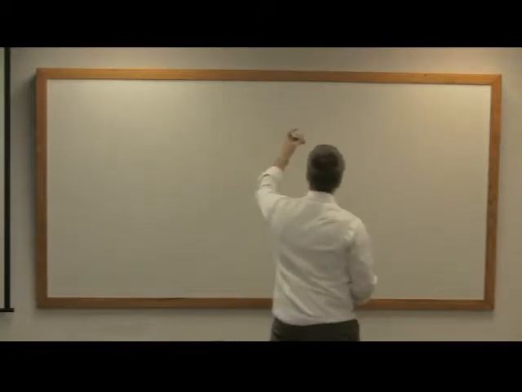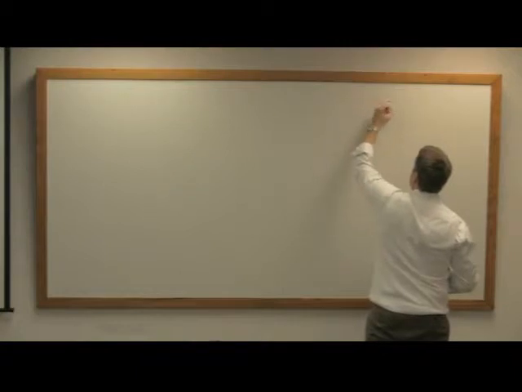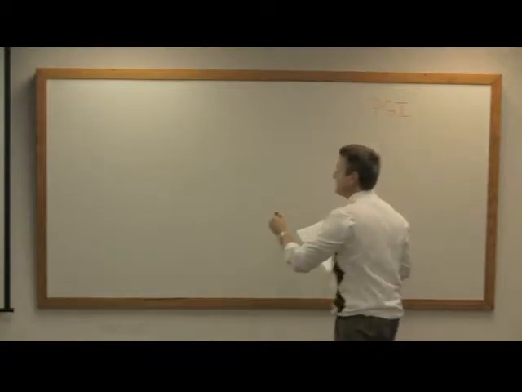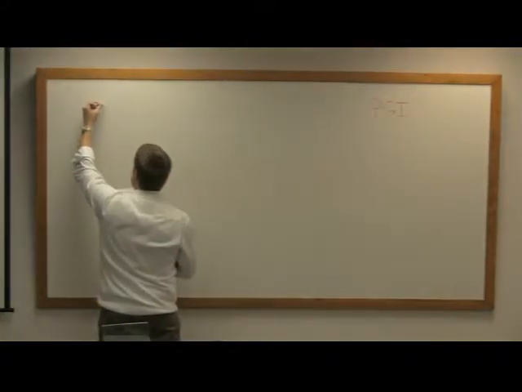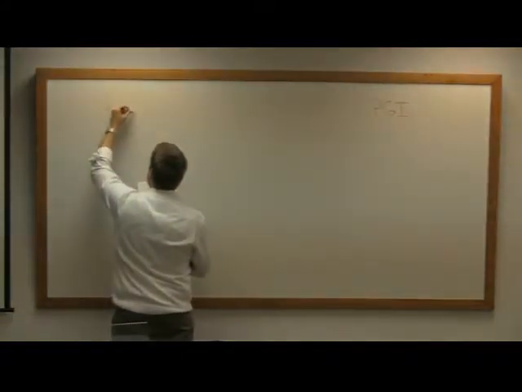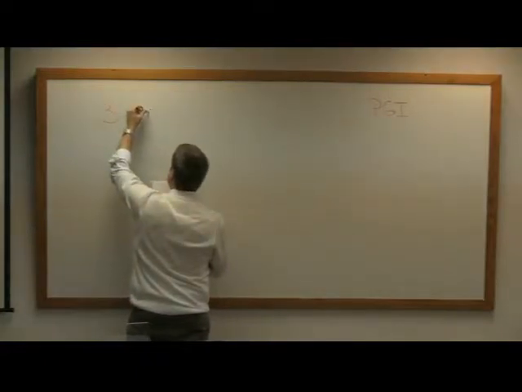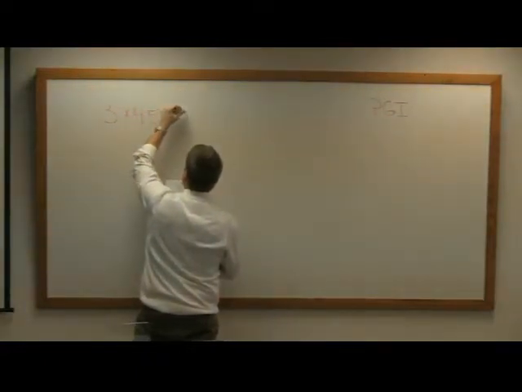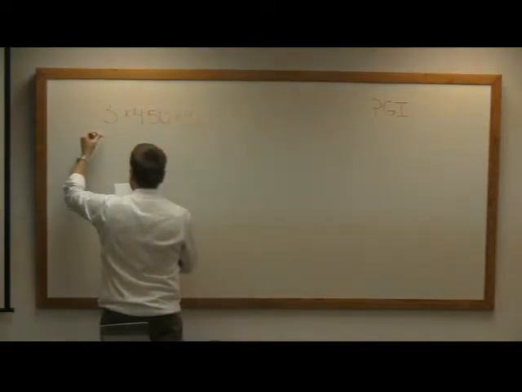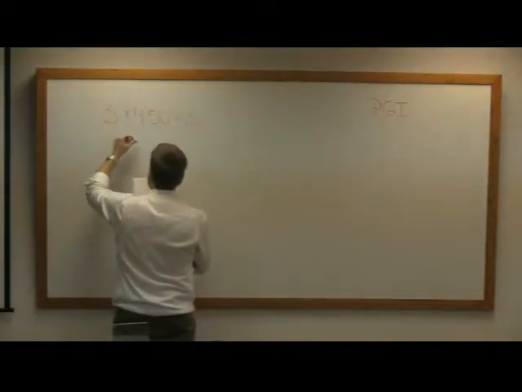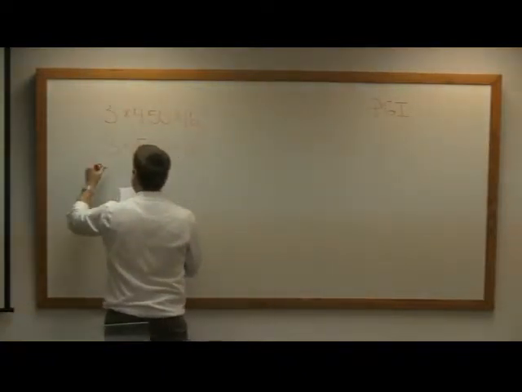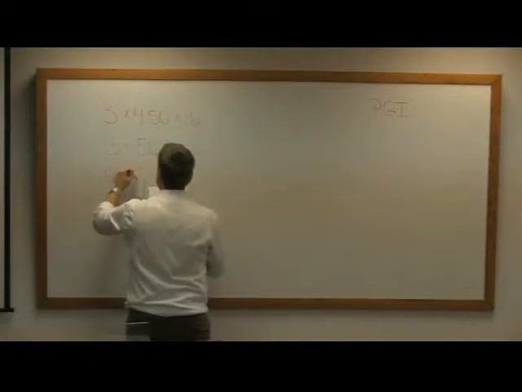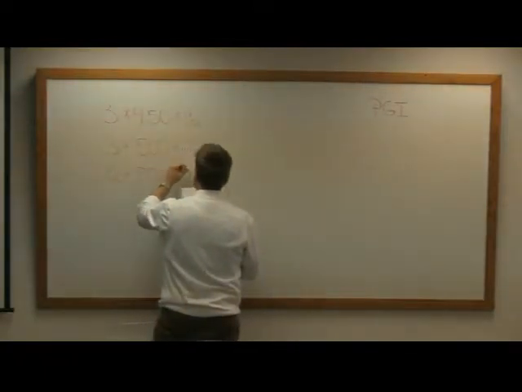passing that exam. So the first thing I'm going to do is figure out my PGI, my potential gross income. And I do that by figuring up my rents. So I have 3 units at $450 per month times 12 months. I have 3 units at $500 per month times 12 months. And I have 2 units at $550 per month times 12 months.